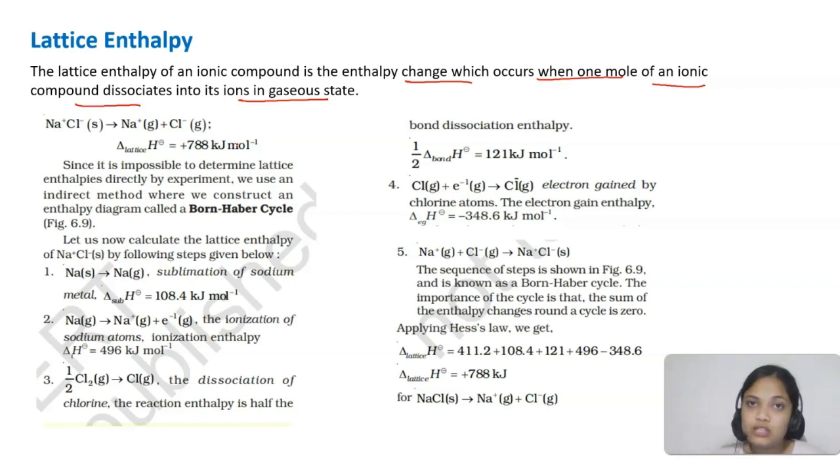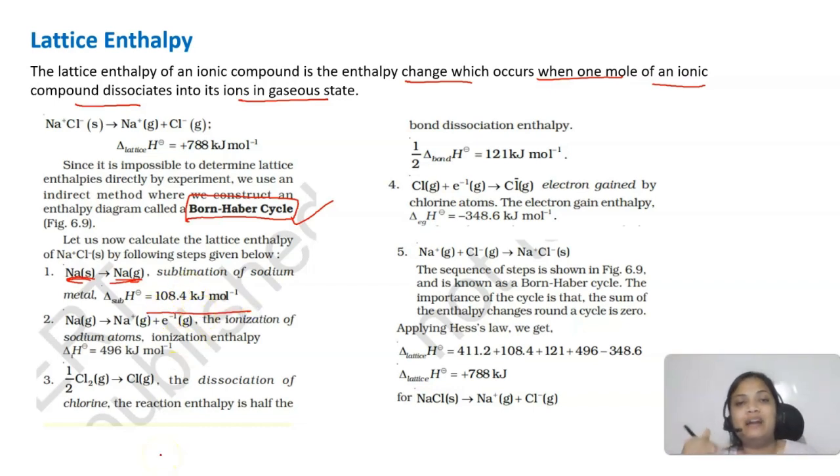We cannot calculate the lattice enthalpy directly. So we have to construct an enthalpy diagram which is called the Born-Haber cycle. Very important. So first of all, we are taking sodium which is in solid state, and it is converting to gaseous state. So here what is happening? Sublimation of sodium. So we know the enthalpy of sublimation for sodium, that value I have written.